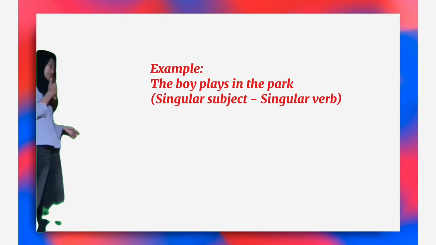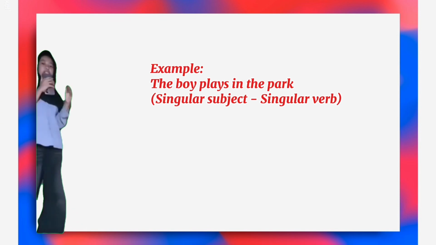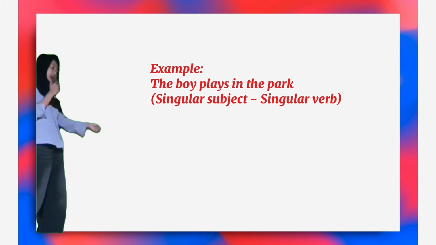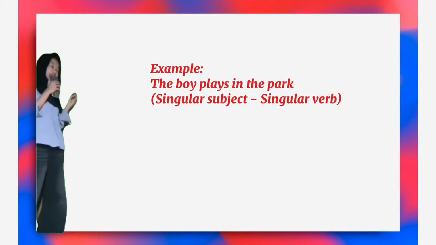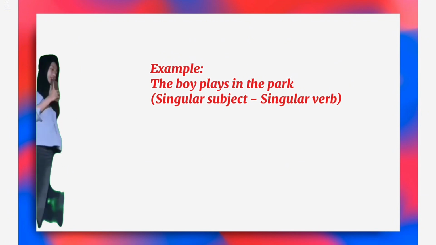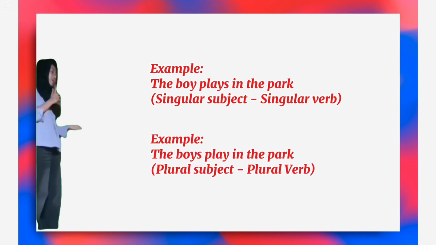This is a singular subject to a singular verb. The subject is the boy, which is singular because there is only one boy. The verb plays is also singular because the rule is when the subject is singular, the verb should also be singular. The second is: The boys play in the park, which is a plural subject to a plural verb.